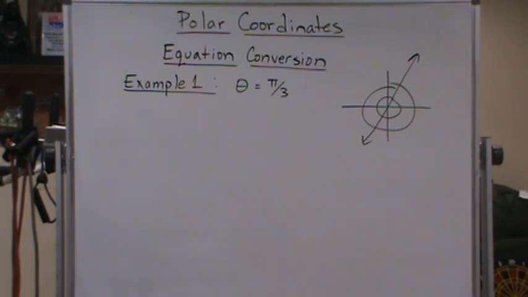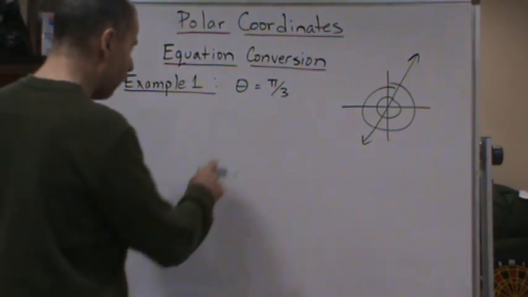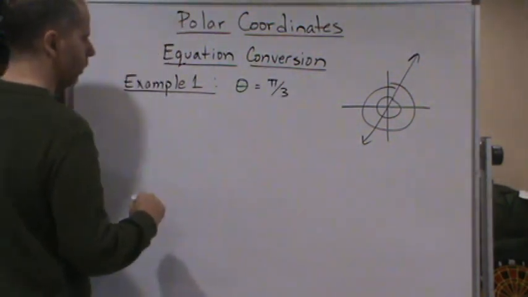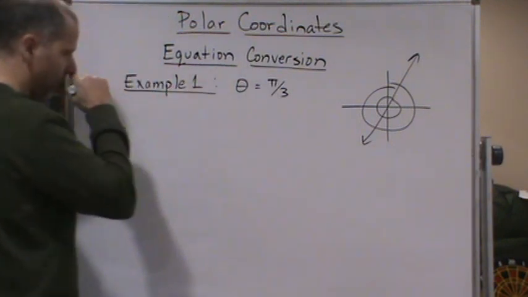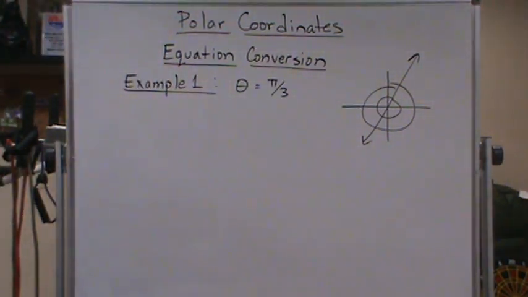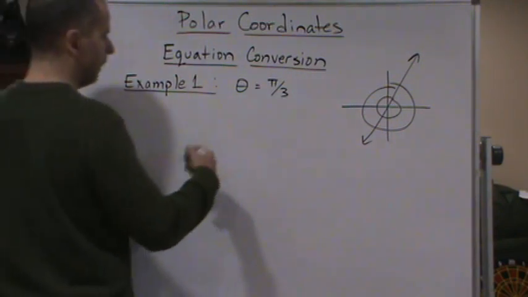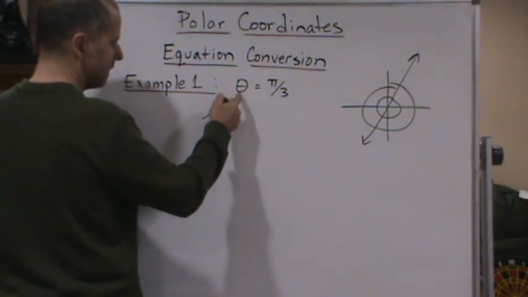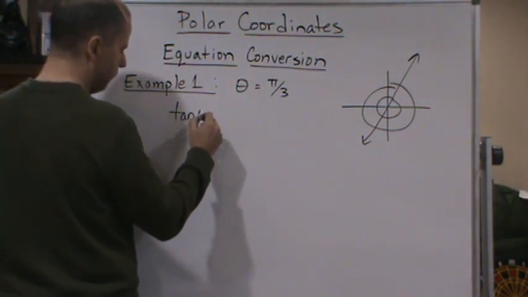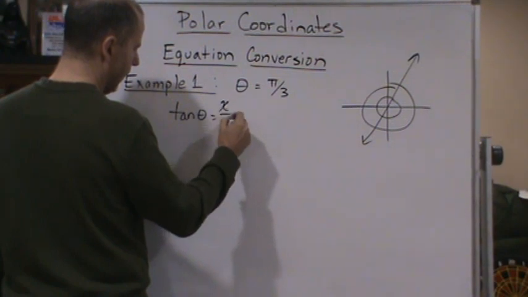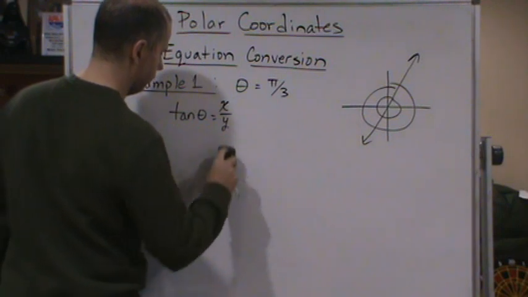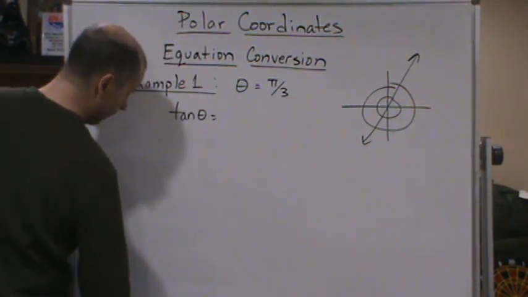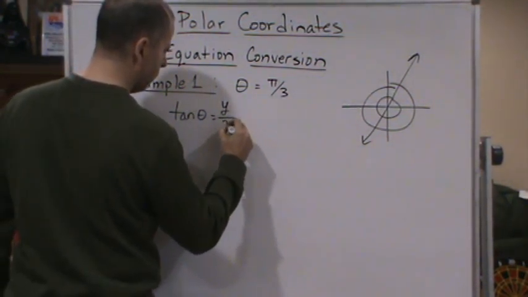Okay, so now, how do I convert this into rectangular form? Well, I'm going to use the tangent of theta, right? Because I need x and y in there, and all I have is theta. So I'm going to use tangent of theta equals x over y. Sorry. Y over x.